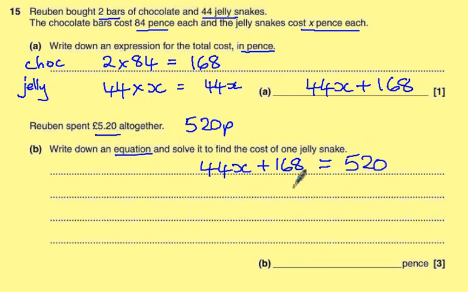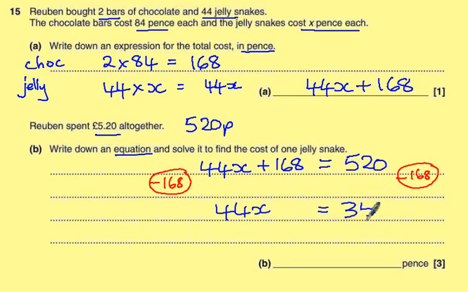We have a calculator to solve it. We want to get 44x on its own. So the first thing we're going to do is subtract 168 from both sides. If we take 168 from both sides, we'll be left with 44x is equal to 520 subtract 168. Again, we're going to use our calculator to work that out, to give us the answer of 352.